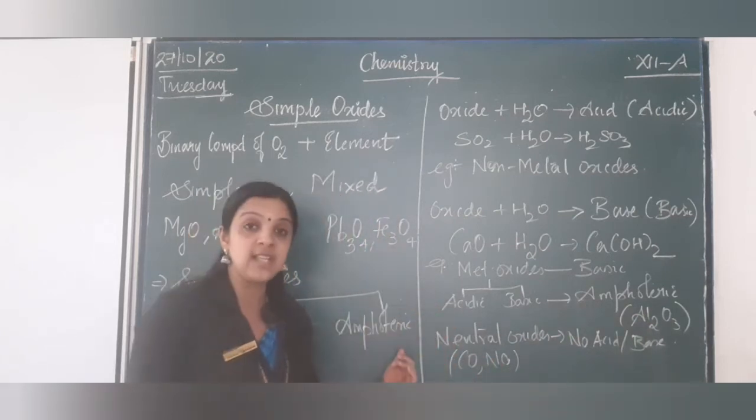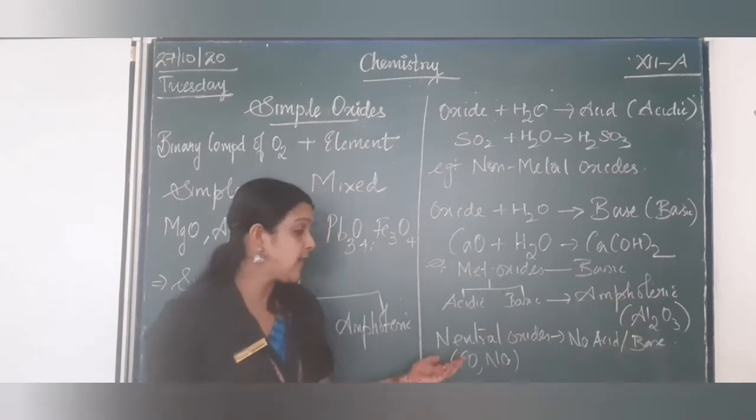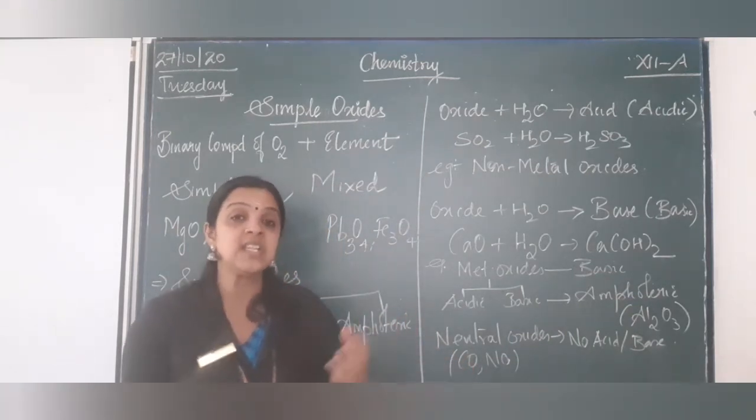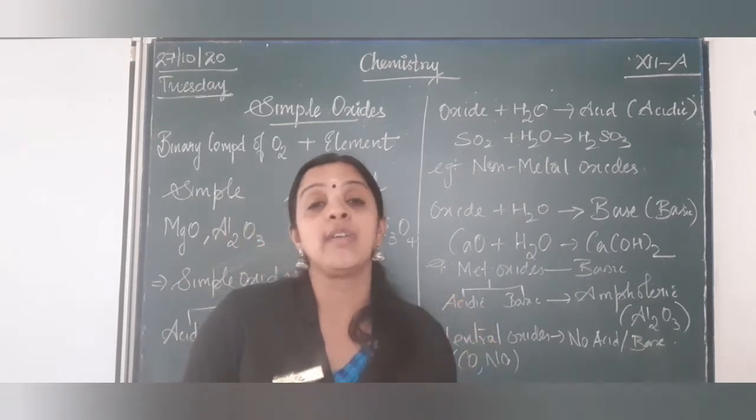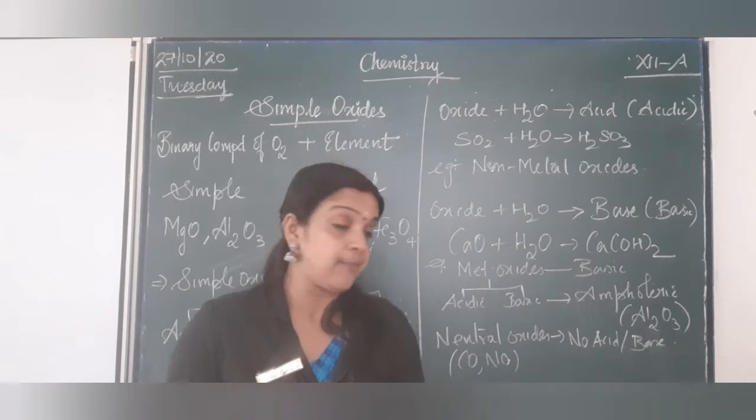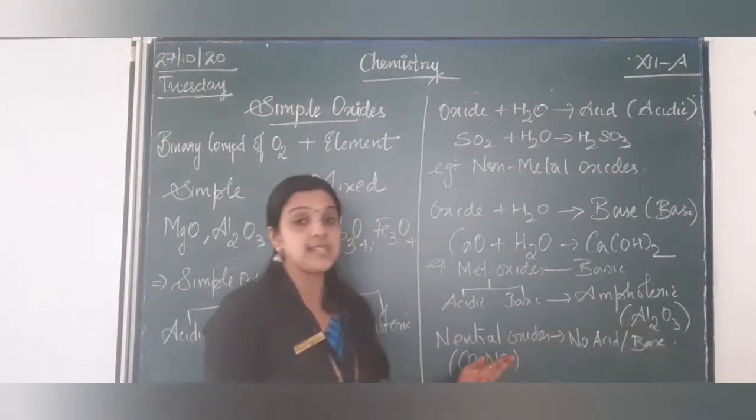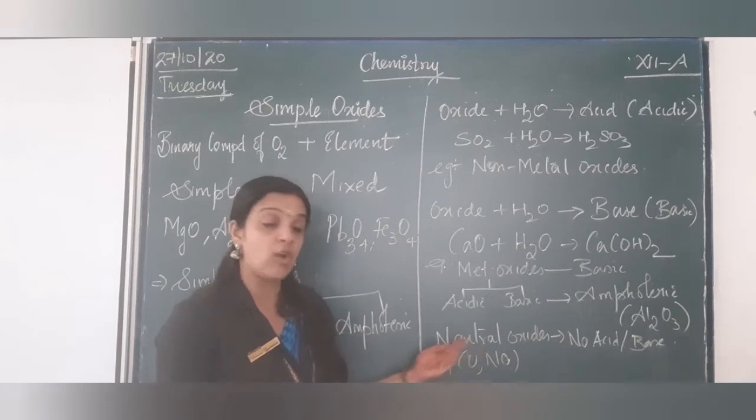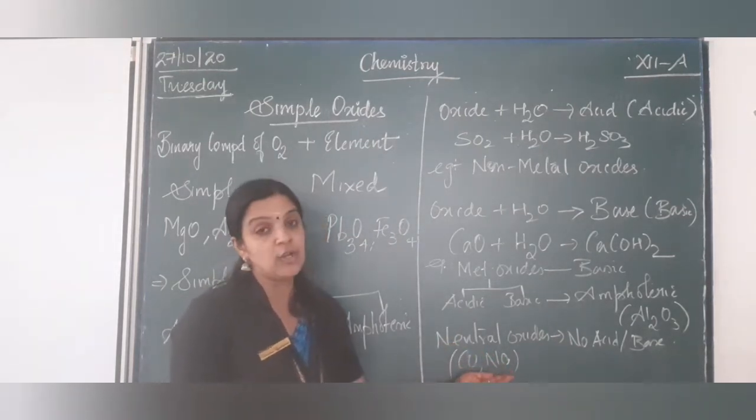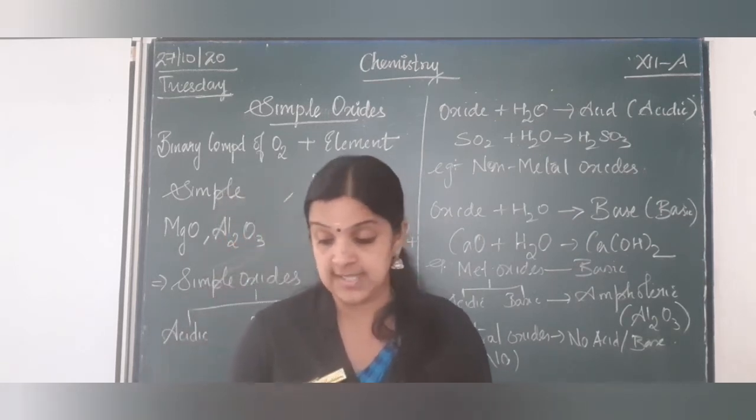Apart from acidic oxide, basic oxide, and amphoteric oxide, you have something called neutral oxides. When I say neutral, it does not show any acidic character, does not show any basic character. So it is neither acidic nor basic. Such oxides we call neutral oxides. Examples are carbon monoxide, CO, and nitric oxide, NO.